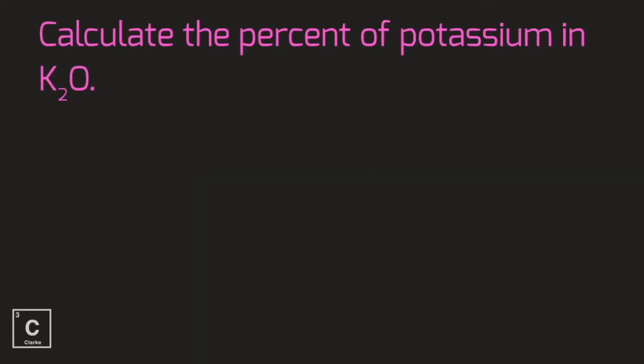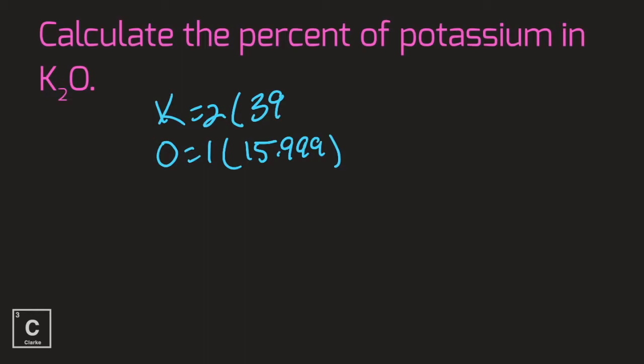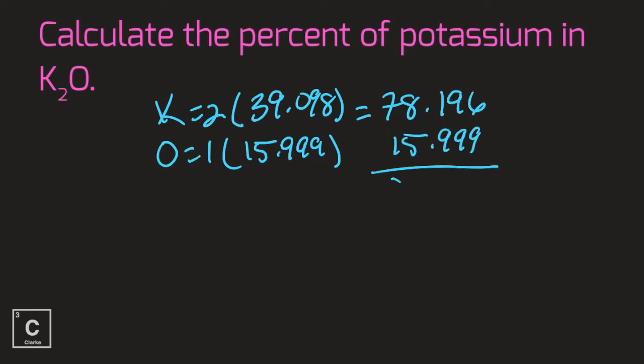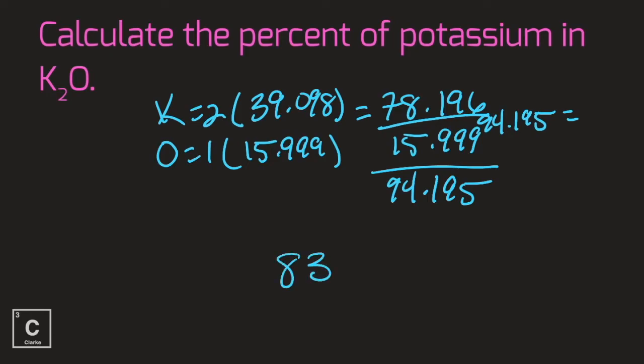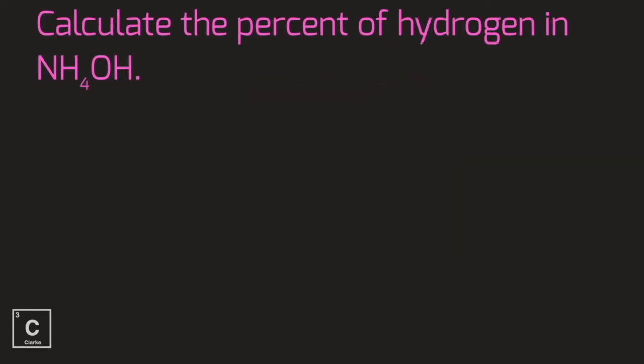Calculate the percent of potassium in K2O. Again, we're only looking for one of the elements. And I've already given you the compound. So we've got 2 potassiums, 1 oxygen. You have to get the molar masses. Okay, let me multiply potassium. I'm getting 78.196. Let me add these together. 94.195. Potassium only. Don't forget to either move your decimal or multiply by 100 to get a percent. I am getting 83.0% potassium.